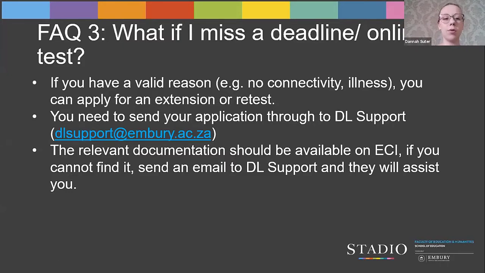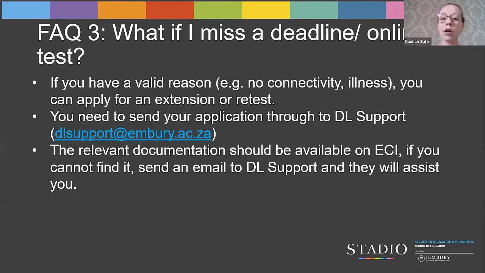The third frequently asked question is, what should you do if you've missed a deadline or an online test? So if you have a valid reason for missing a particular deadline or not being able to do an online test, then you must apply for an extension or for a retest. So you need to send those applications then to DL support. They are the ones that will help you apply for the extension or the retest, and they are the ones who will look at that application. So you need to be talking to them directly.